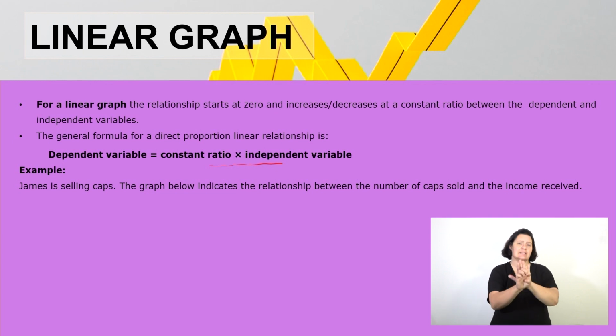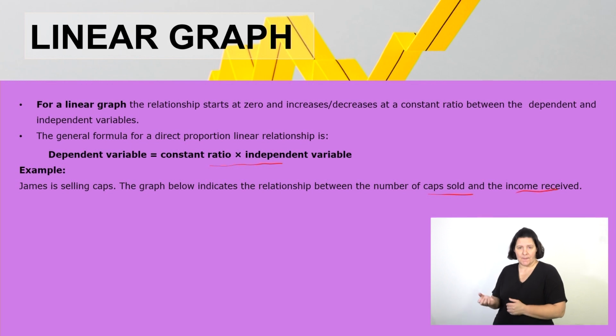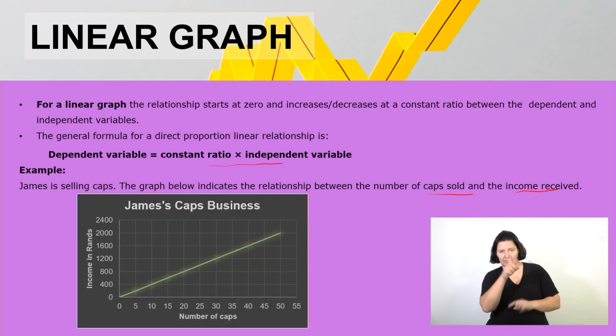Here is an example. James is selling caps. The graph below indicates the relationship between the number of caps sold and the income received. There is the graph. Let's make sense of this graph. If James is selling 0 caps, there will be no income. But if James sells, I'm going to skip 5. Take a look at this one.